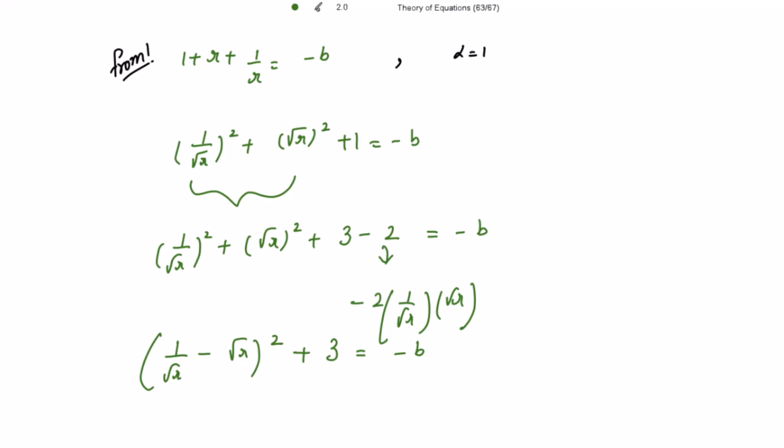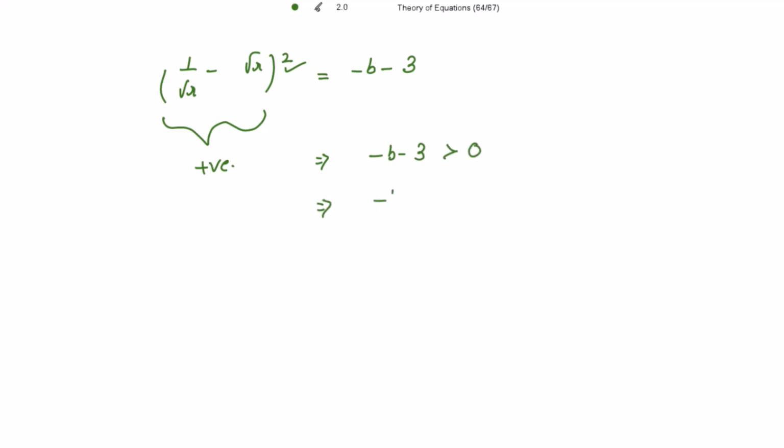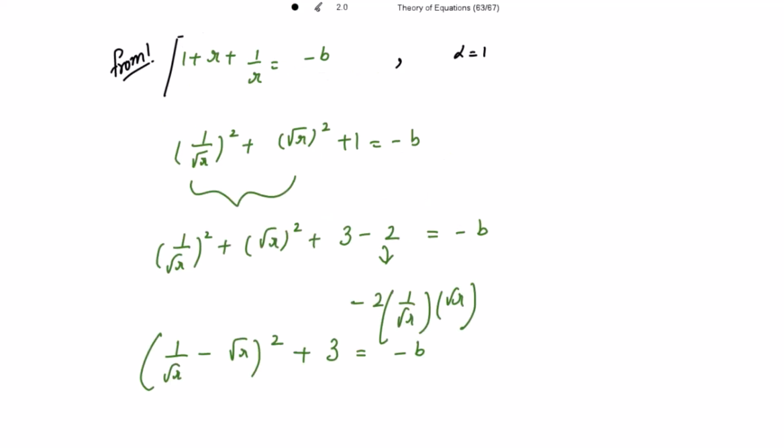Is it fine? Okay. So that is (1 over square root of r minus square root of r) whole square is equal to negative b minus 3. Because this expression has square as the power, that means it is positive. So this implies negative b minus 3 is positive, isn't it? So this implies minus b is greater than 3, or b is less than minus 3, right? Please mark this as 4.